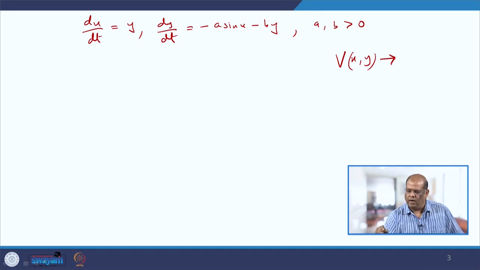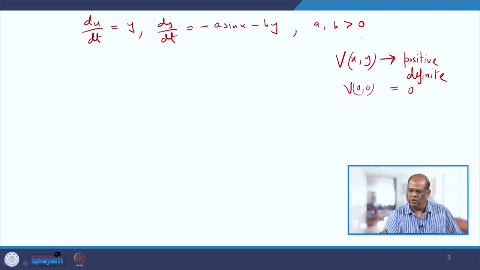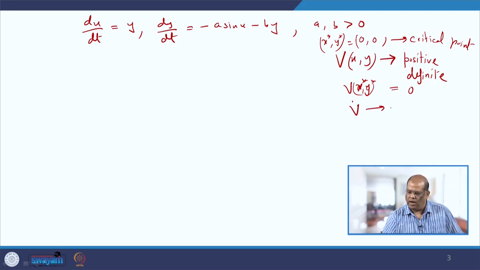So if you can find a Lyapunov function V(x, y) such that this is positive definite, V(0, 0) has to be 0, assuming (0, 0) to be the equilibrium point or critical point or fixed point. If you assume that to be (x star, y star), generalize it so you can put them as x star, y star. And V dot has to be negative semi-definite.